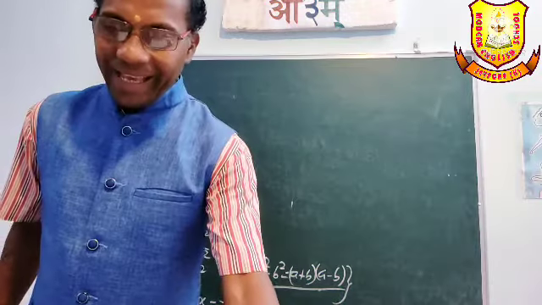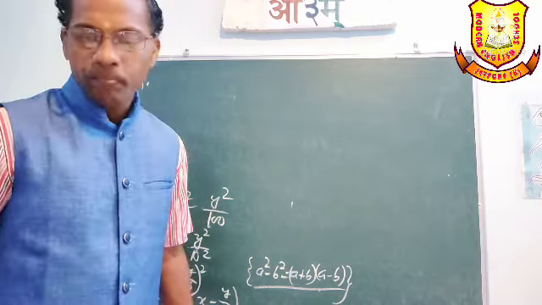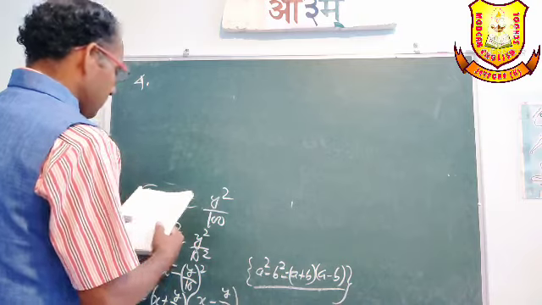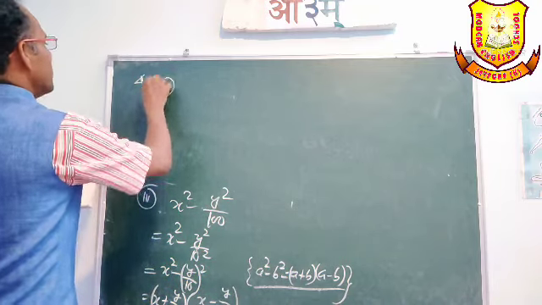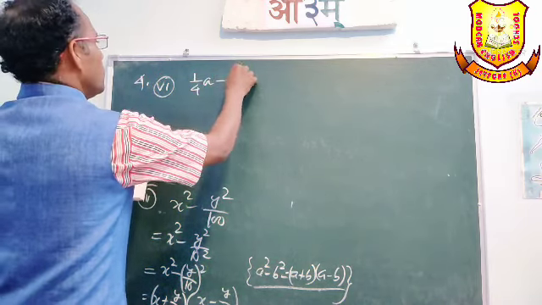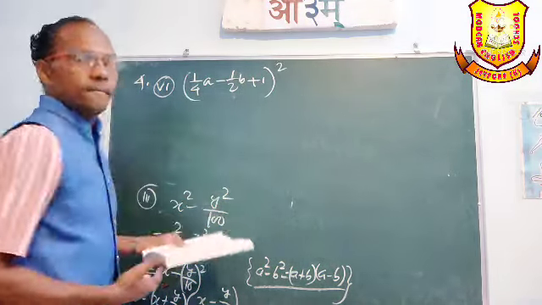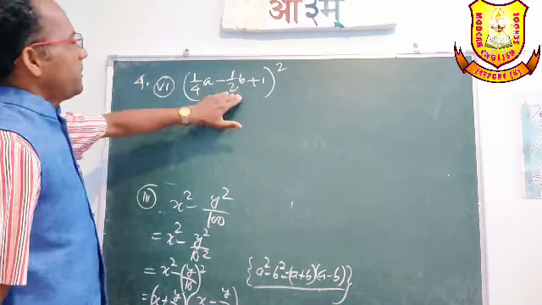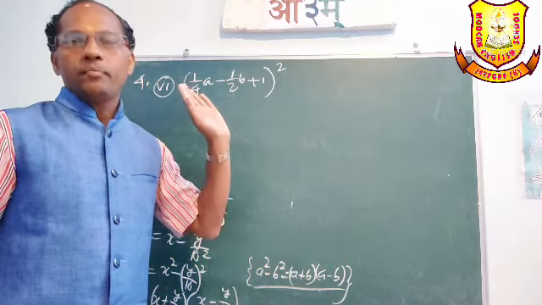Question number 4. Expand each of the following using suitable identities. Okay, I am doing the last one. It will be better for you to understand. It is (1/4a − 1/2b + 1) whole square. You can apply (a + b + c) whole square or (a − b + c) whole square.